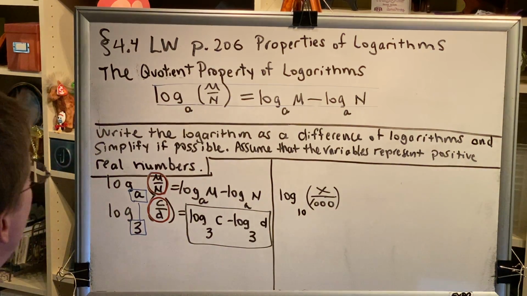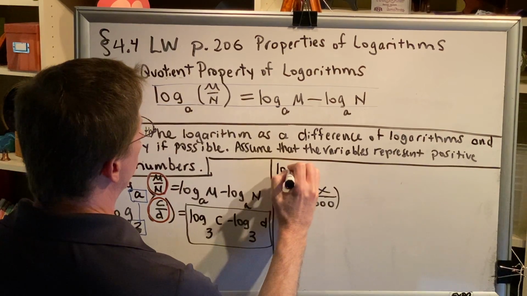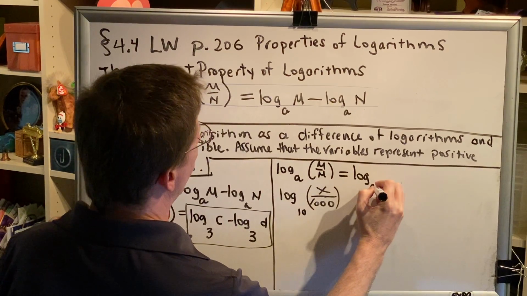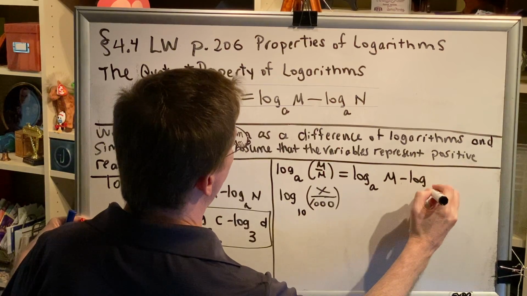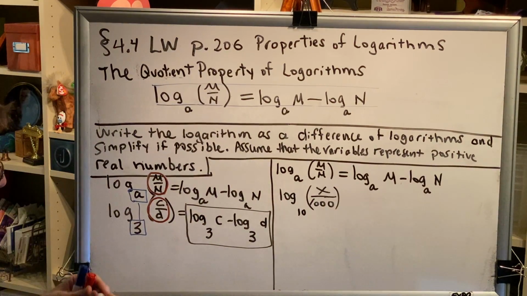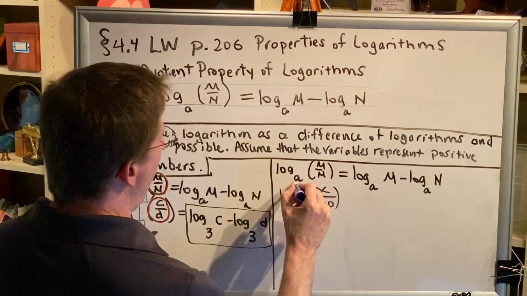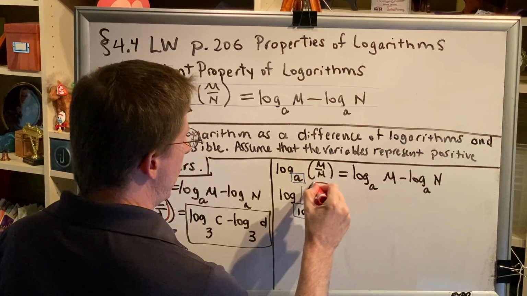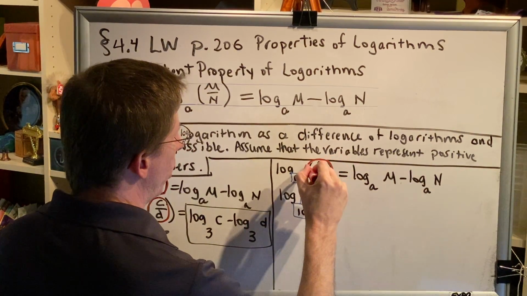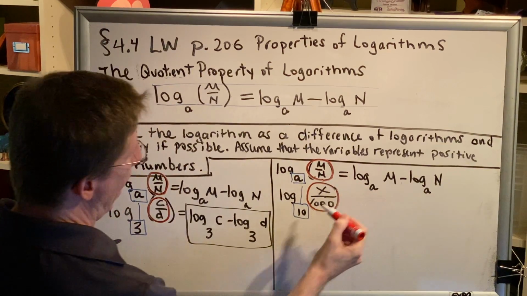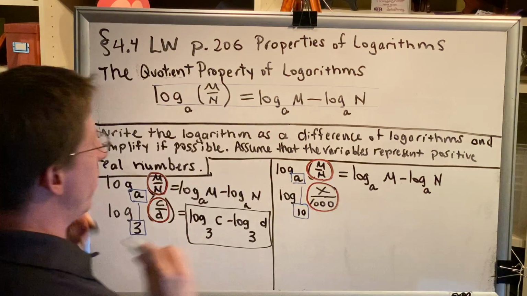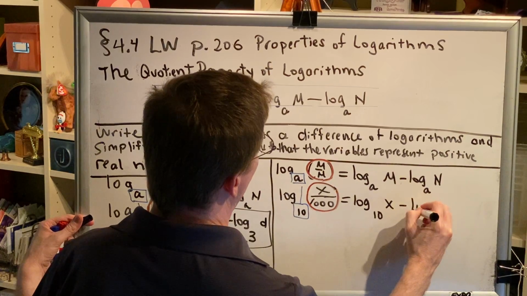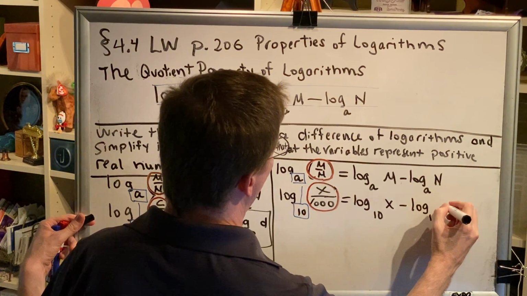All right, so now that we know that that's a 10, we can go ahead and write our log rule. Log base a of the quotient m over n gets rewritten as log base a of m minus log base a of n. Okay, what goes with what? A is 10 for this problem. The argument here corresponds to the argument here. So m goes with x and n goes with 1,000. So when I rewrite this, I'm going to have log base 10 of x minus log base 10 of 1,000.